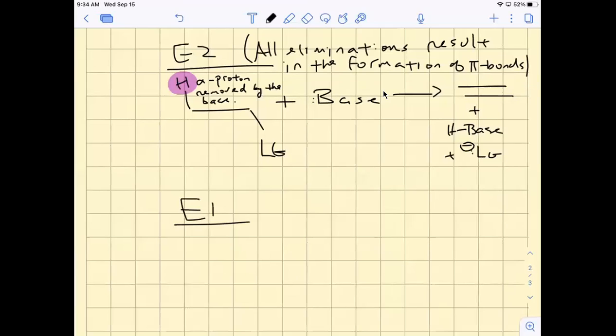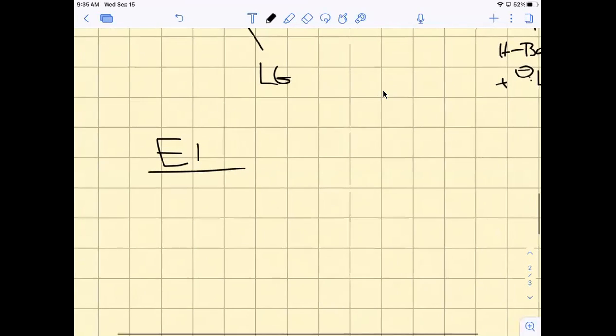You don't need a base. The base is generated internally, either from your leaving group or from your solvent. You can actually do the E1 reaction in protic or aprotic solvents. And we're going to talk about all of that, what that means. I think we've already discussed it a little bit, I forget what section we were in. We already kind of touched on it. So with E1, let's start here. Let's go back to this tertiary substrate.